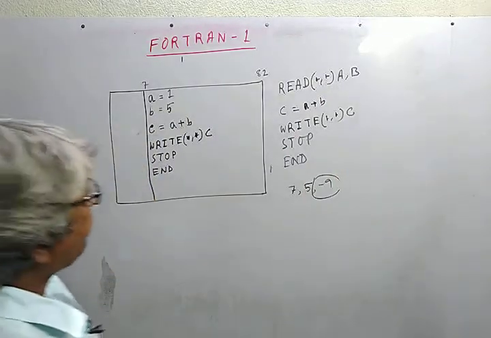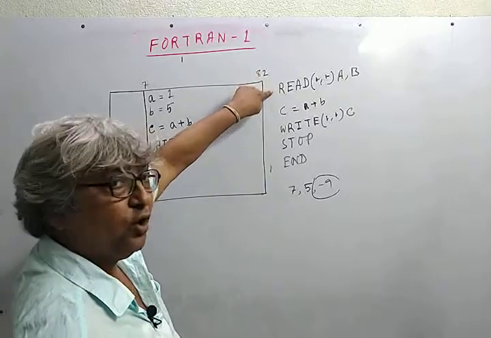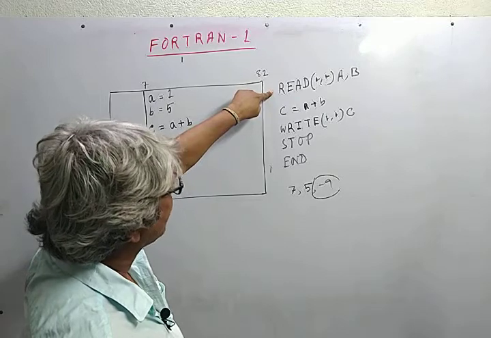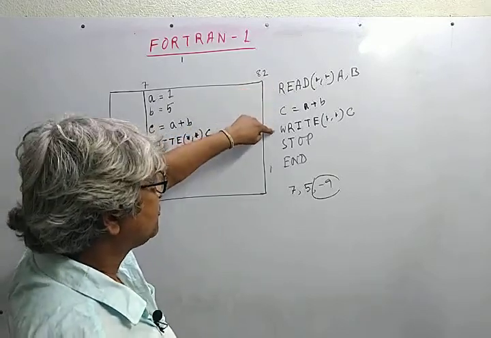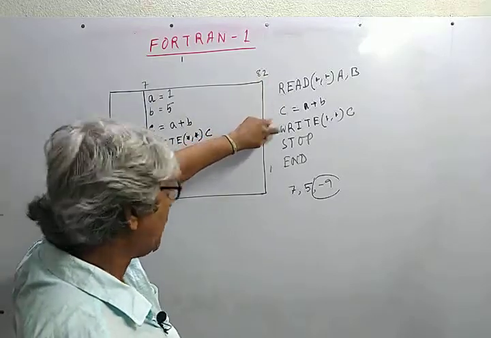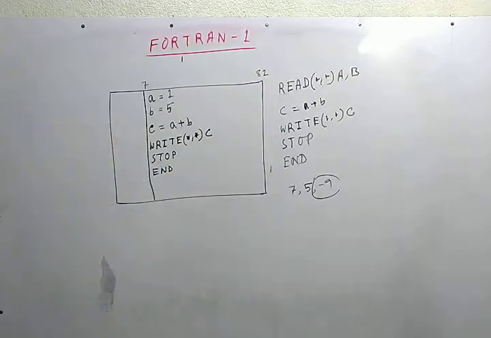So these are the Fortran instructions. This is an input statement by which we are instructing the program to read something from outside, and by this other statement we are asking the program to write what it has calculated. So these are the simple logics.